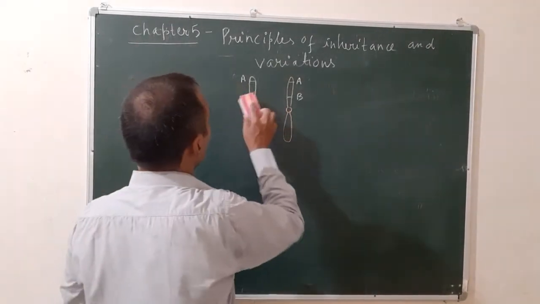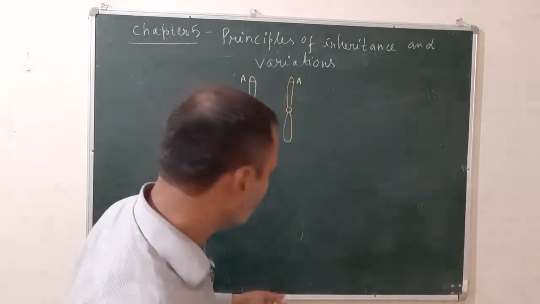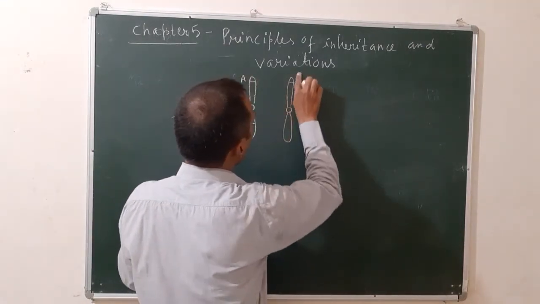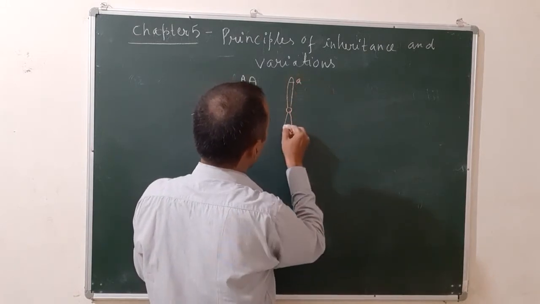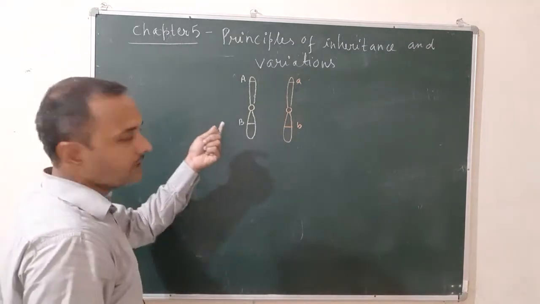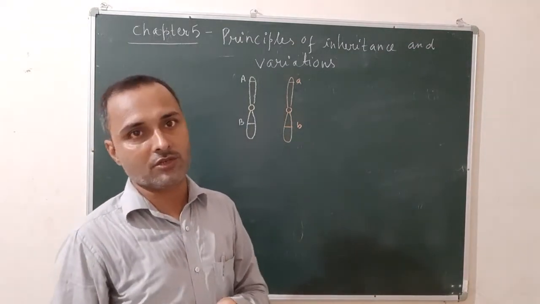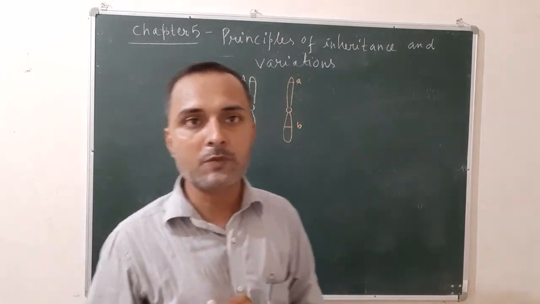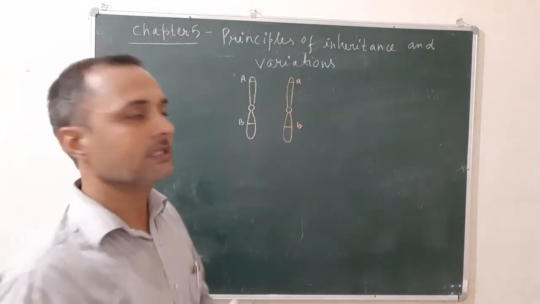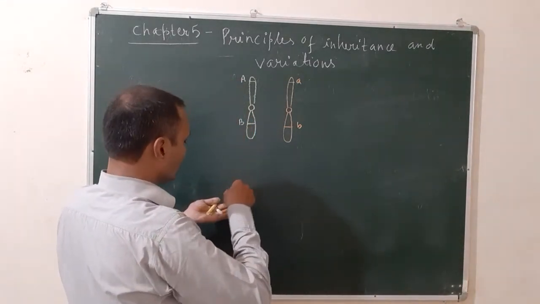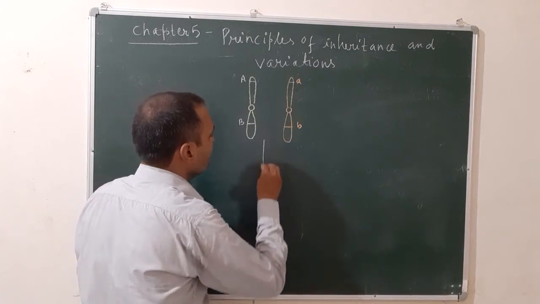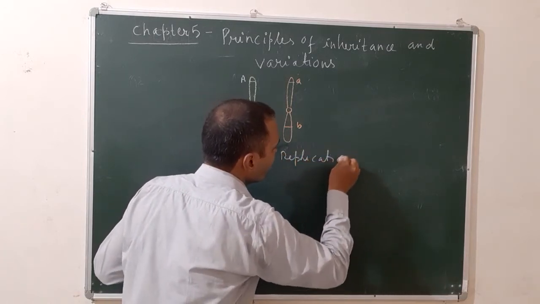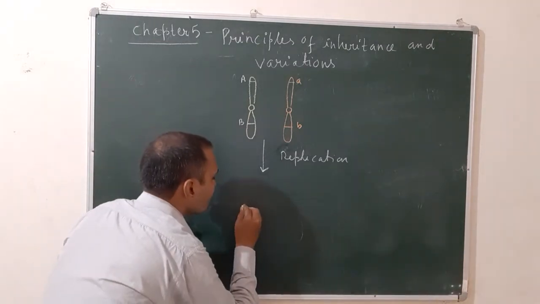Genes are distantly located, means there is a distance between the genes, capital A, capital B, here small a and small b. In the previous one, genes are closely located. As a result, there is no crossover. But in this case, you can see the genes are apart. There is a certain distance between the genes that is responsible for crossing over between the chromosomes. So let us see. First of all, the DNA content becomes double. So here DNA replication will take place. After replication, DNA content becomes double, like this.